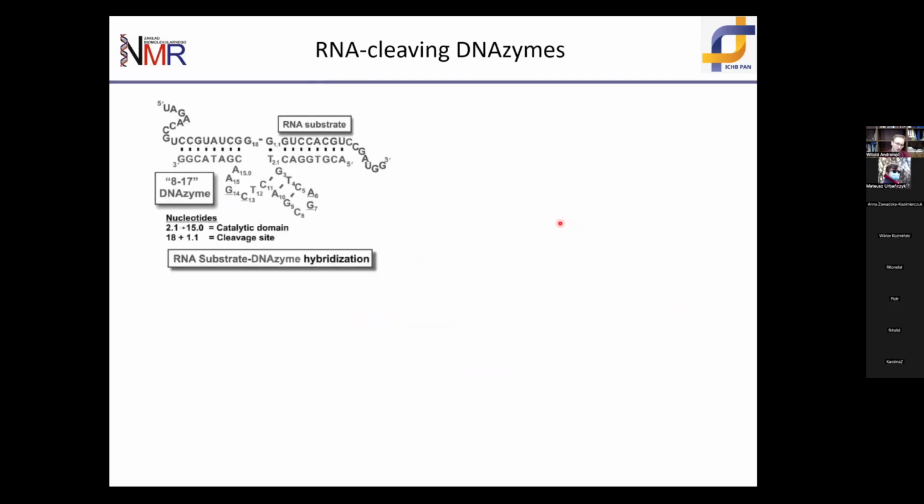And let's now move to the last system I would like to present to you today. And this is the so-called 817 DNAzyme. This is an RNA cleaving DNAzyme, which means that it can recognize an RNA substrate.